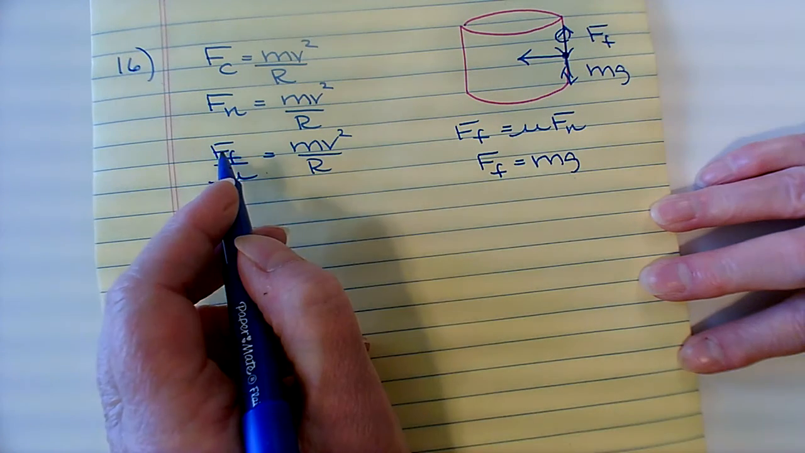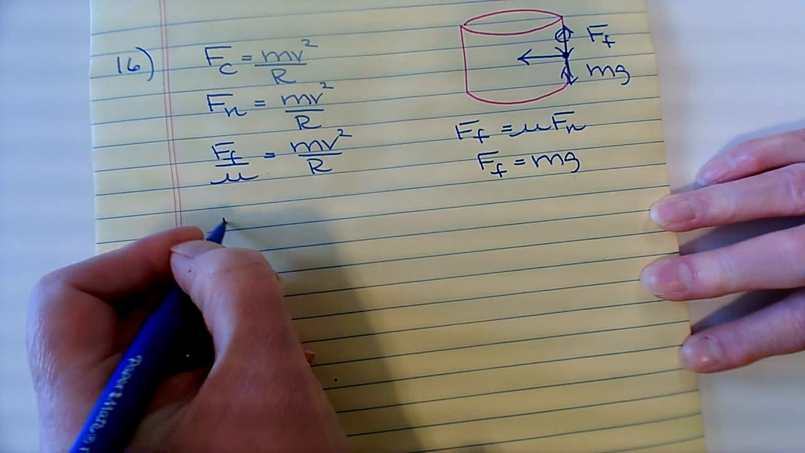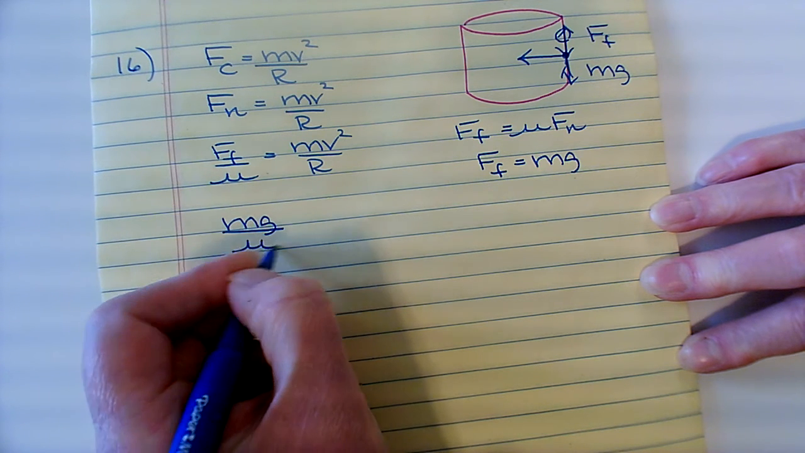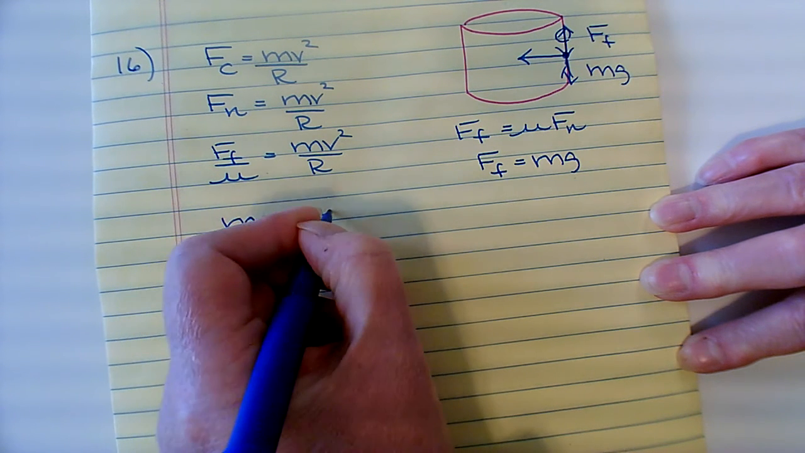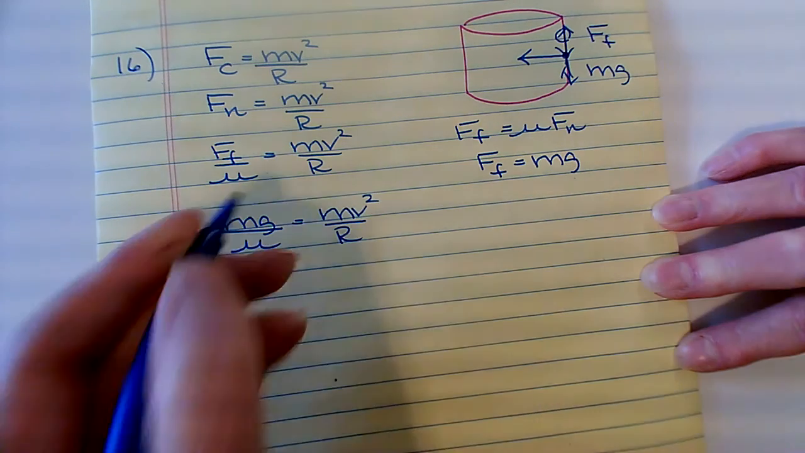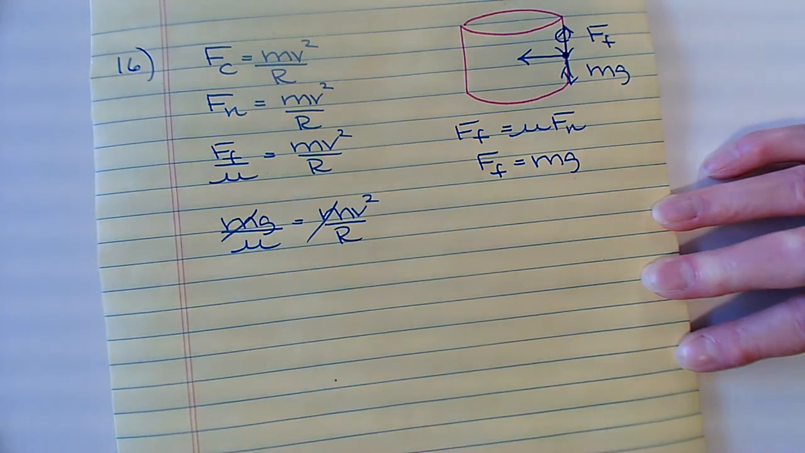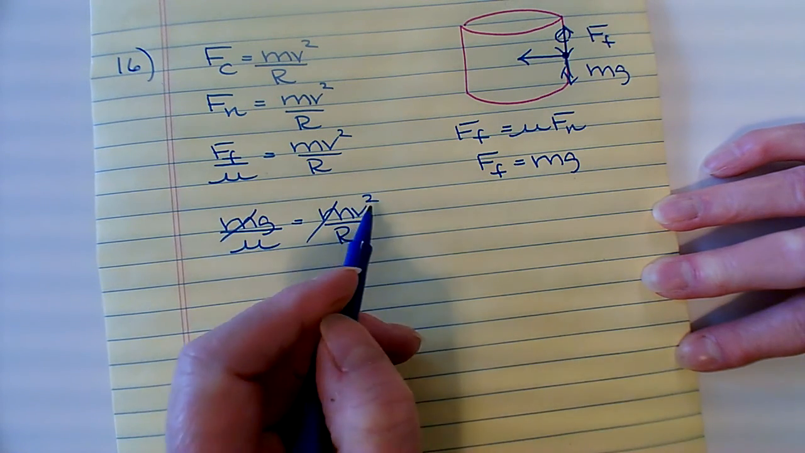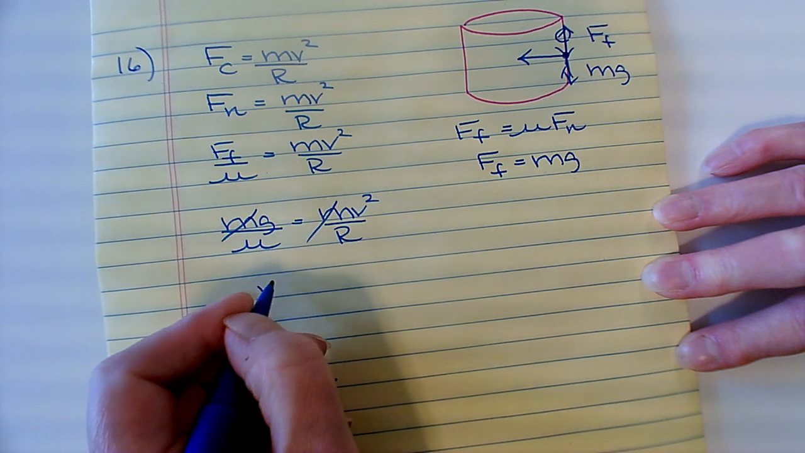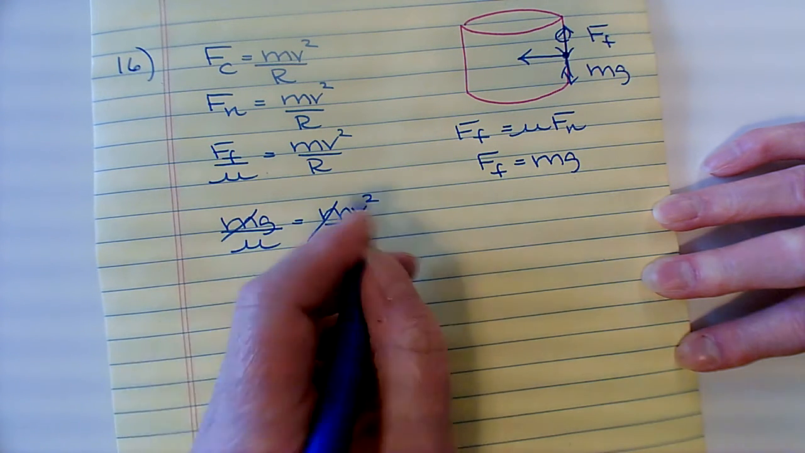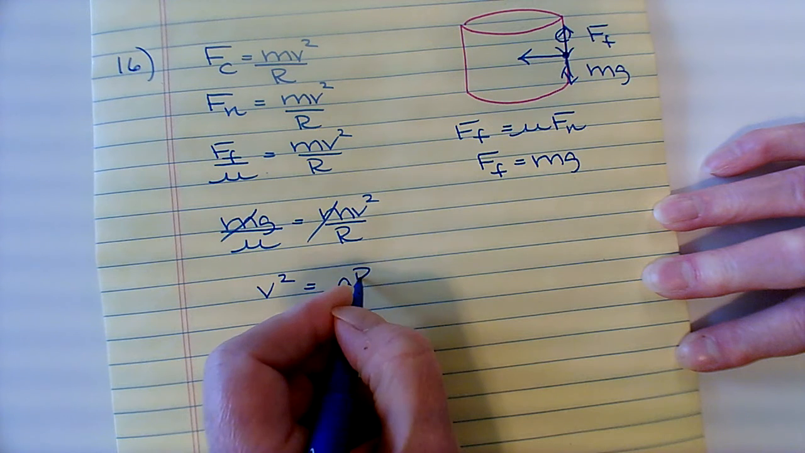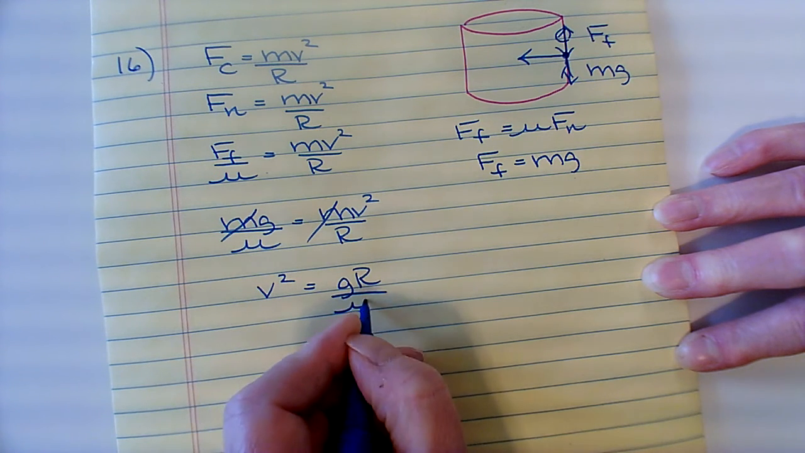So I'm going to replace the Ff with mg. So now I have mg equals mu times mv squared over r. So I'm going to cancel those m's, and I am going to solve this for v squared just because I think it's going to turn out to be a little bit easier for us. So that will be, I'm cross multiplying, so v squared equals gr over mu.